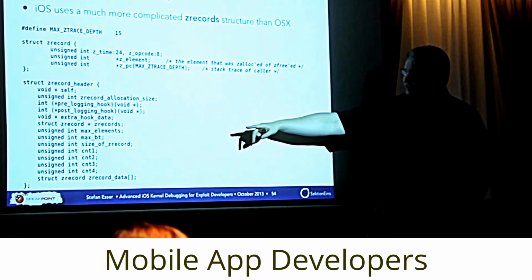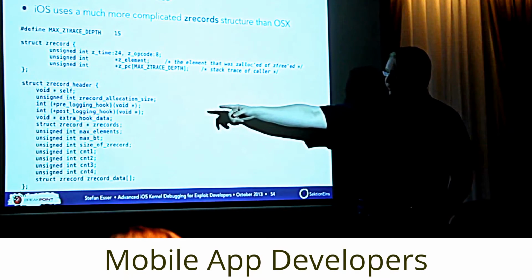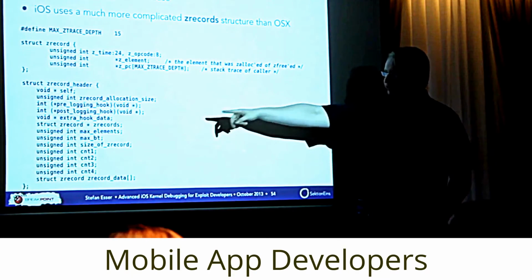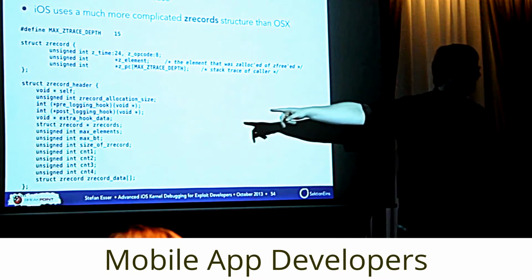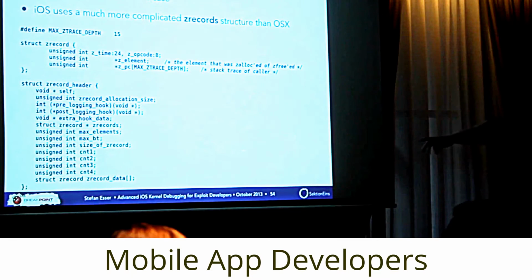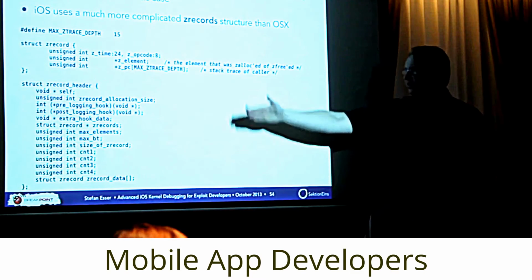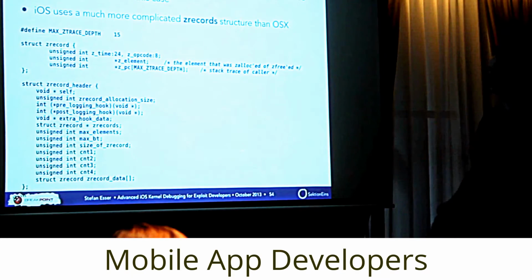And the interesting thing here is they have a pre-logging hook and a post-logging hook, and they allow you to add extra hook data. But again, this is just lying around in the kernel. There's no code making use of that. There's not even any driver or so making use of it. You can just see that there's code there that's using it like this, but they're all null pointers. They're not used.